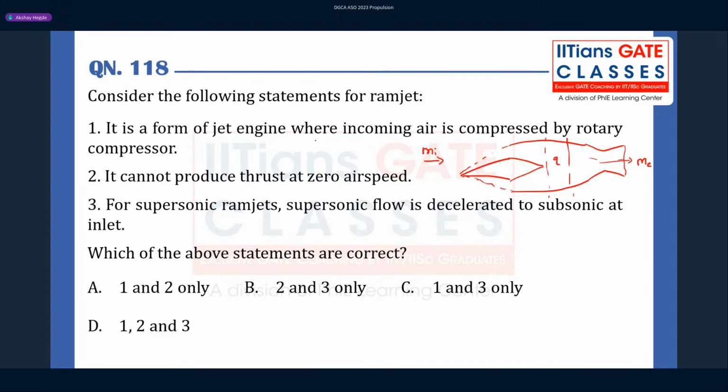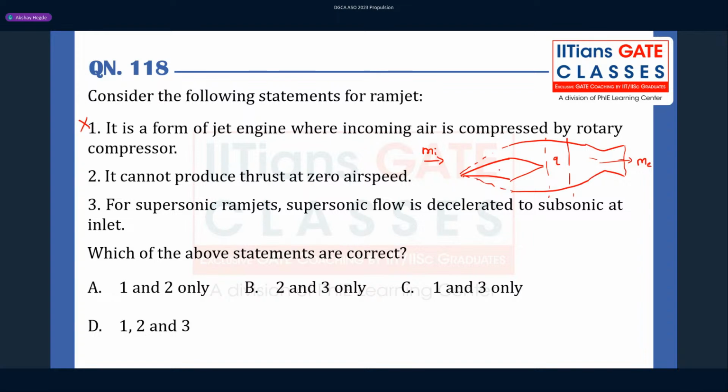The first statement says the incoming air is compressed by a rotary compressor. By definition, ramjet uses an idea of ram pressure rise without any moving parts. Pure geometry and gas dynamics will play a role here to compress the air which is coming into the engine. So this statement is not correct. There will be no moving parts, and it cannot produce thrust at zero airspeed.